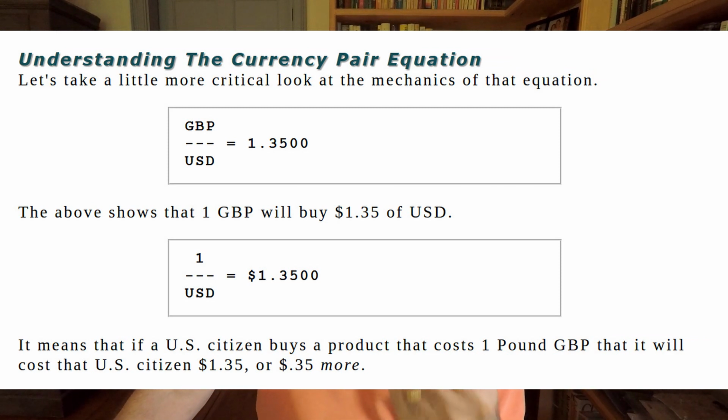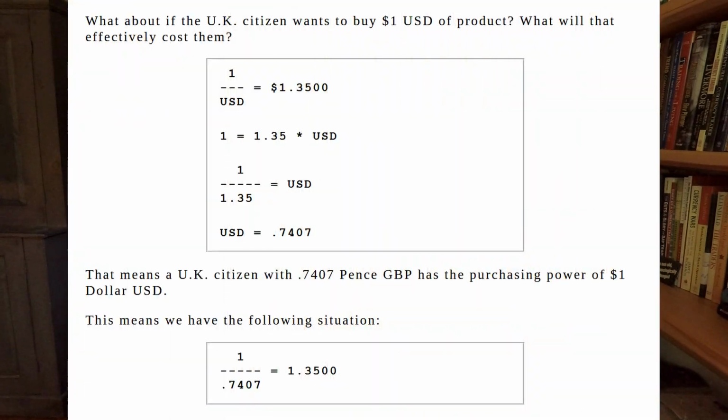It means that if a U.S. citizen buys a product that costs 1 pound GBP, it will cost the U.S. citizen $1.35, or 35 cents more for that same product. Now, what about if the UK citizen wants to buy a product that costs $1 USD? What's that effectively going to cost them? So we look at this next slide.